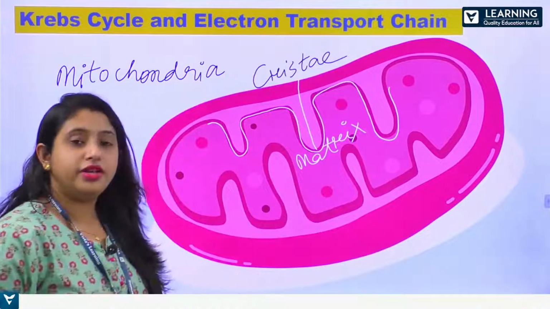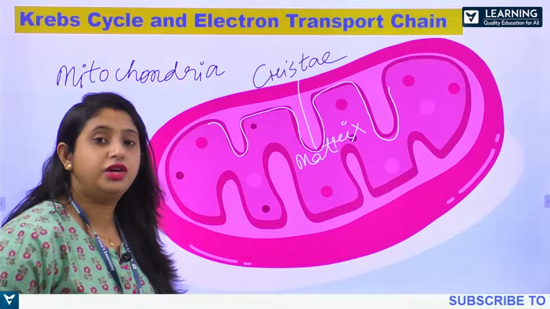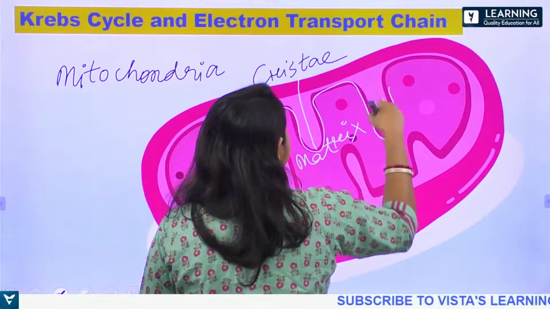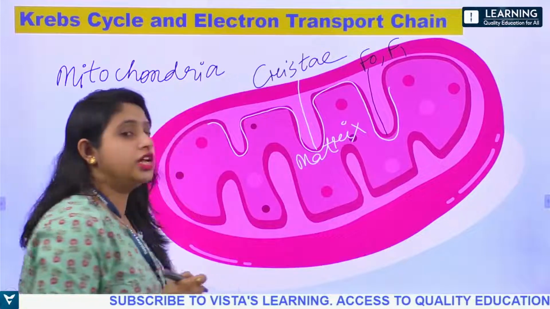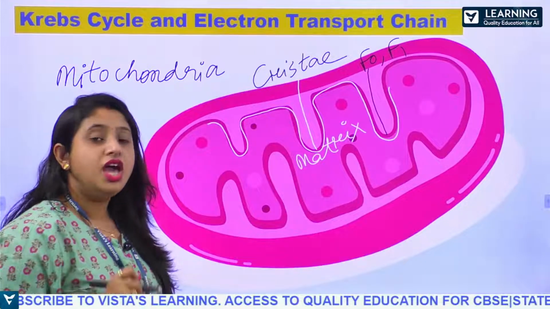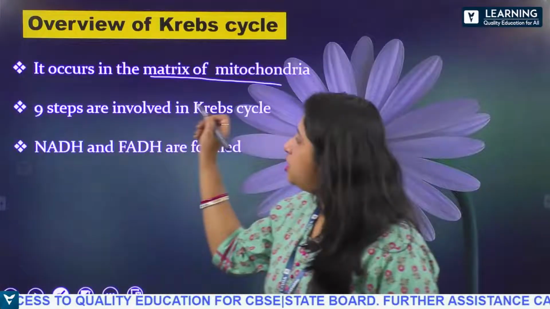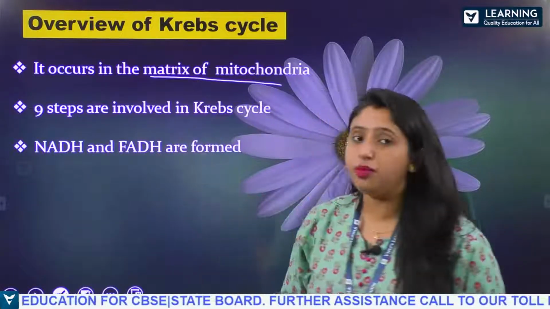Here various F0 and F1 particles are there, which help in the synthesis of ATP from ADP. All right. Now see, it occurs in the matrix of the mitochondria.